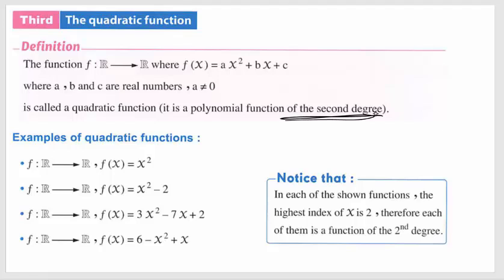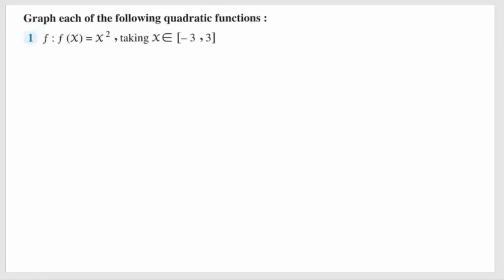Some examples for the quadratic function, like f of x equals x squared, or x to the power of 2, x squared minus 2x, 3x squared minus 7x plus 2, 6 minus x squared plus x. All of these are different forms of the quadratic function. The most important and the most common point is that we have x raised to the power of 2, so that it's a second degree function. Let's see how to graph it.